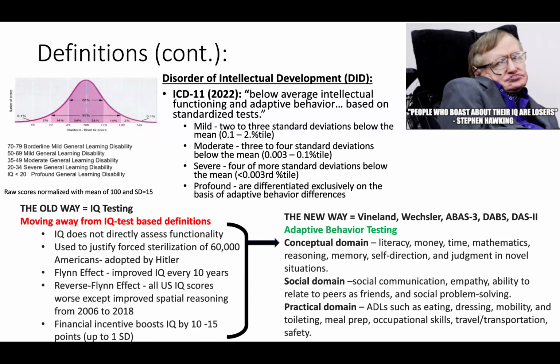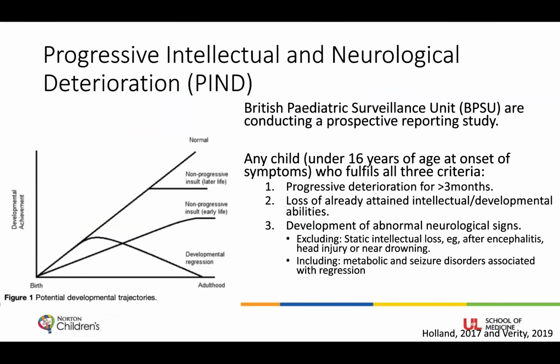They still use standard deviations. It's the same technique. So mild is 2 to 3 standard deviations below the mean, moderate 3 to 4, severe is greater than 4, and then profound is greater than 4 standard deviations below the mean. But in addition, they have very little to no practical or social domain fulfilled. So that's what makes it profound. So that's enough about this. I like this quote. People who boast about their IQs are losers, from Stephen Hawking. So I'll leave that with you.